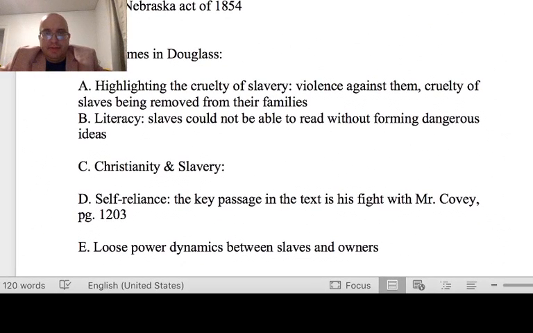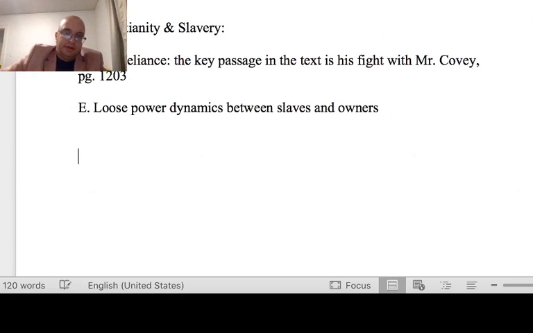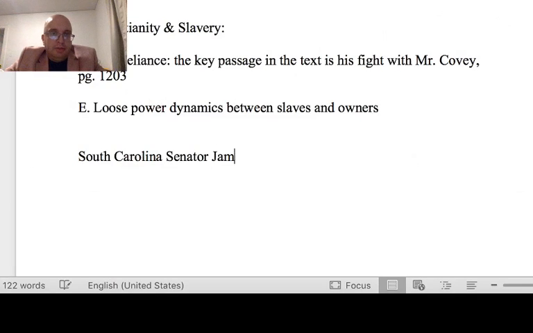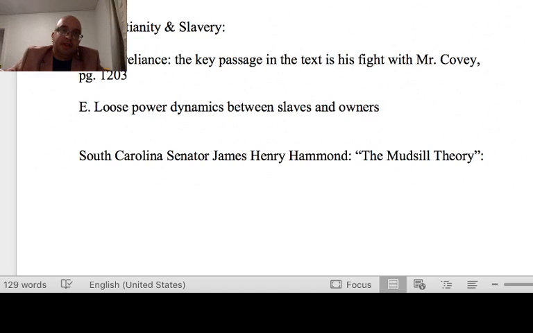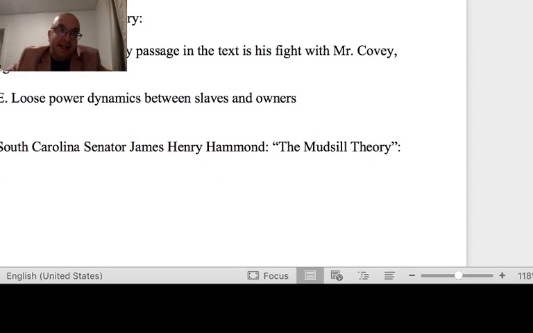There was actually a South Carolina senator. I'll give you guys this little detail. This will come up later when we read the story Bartleby the Scrivener. But there was actually a South Carolina senator named James Henry Hammond who came up with a theory called the mudsill theory. So Southerners would come up with stuff like this all the time to justify the institution of slavery.